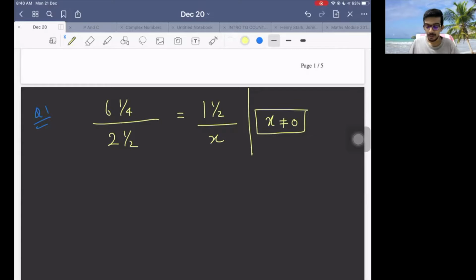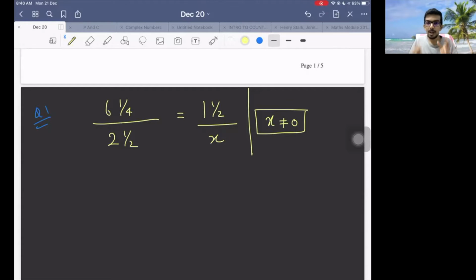Okay. Now, why should you write that? Suppose after solving this equation, your answer comes out to be x is equal to 0. You have to discard it. Because, why? Because x is equal to 0 will make the original equation invalid, right? So that is the point.